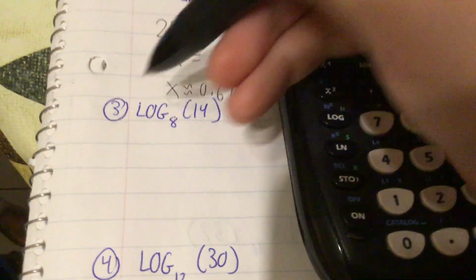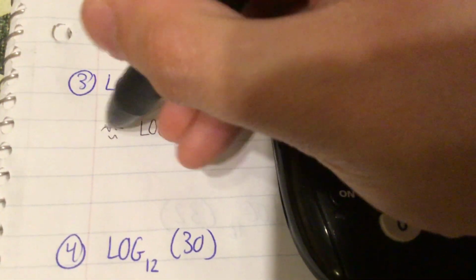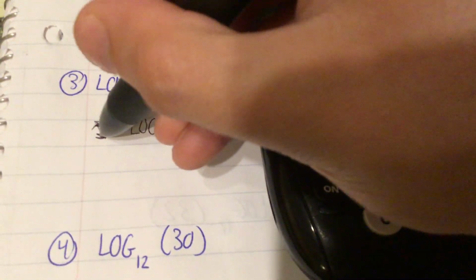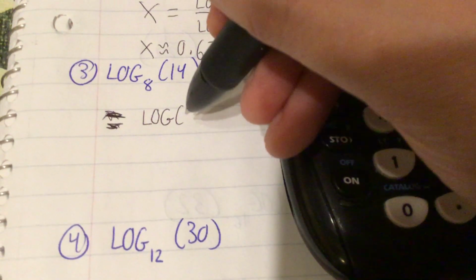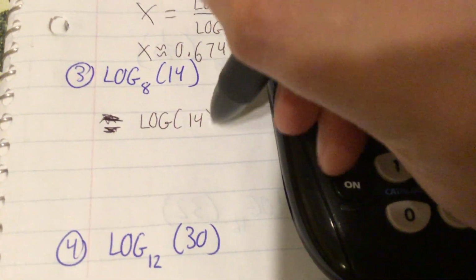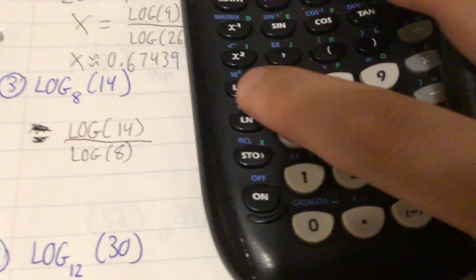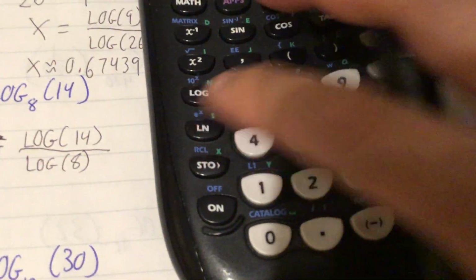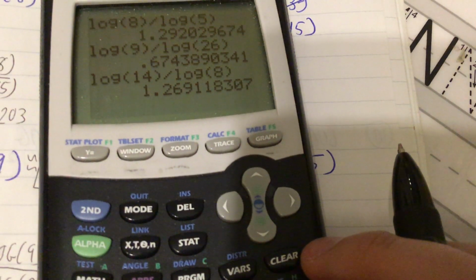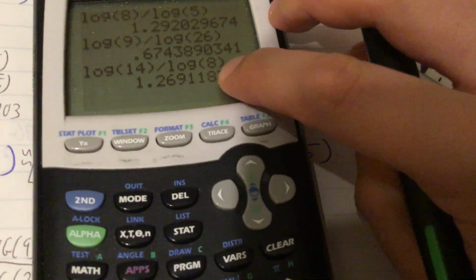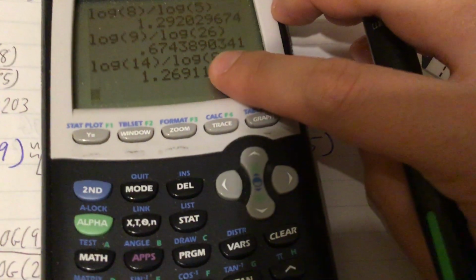So you guys get the idea. That's an equal sign actually. I could convert this every single time: 8 to what power is 14? But I know you guys are probably like, let's pick up the pace already. So let's do log of 14 divided by log of 8. So log of 14 divided by log of 8 is 1.26911, and that last place is an 8, so I'm going to make this 1.26912.